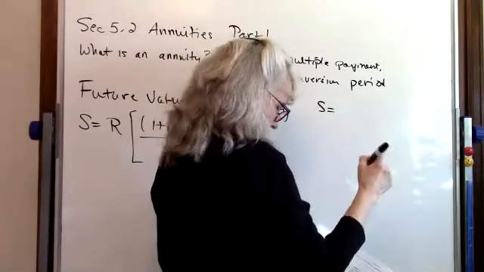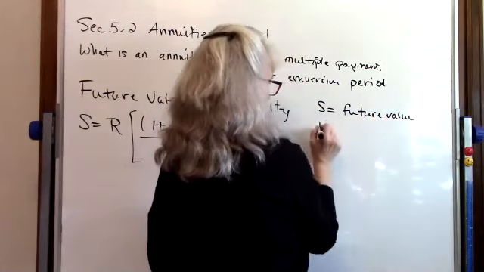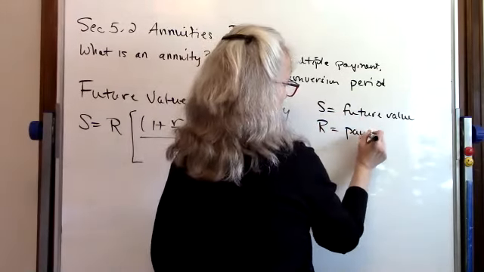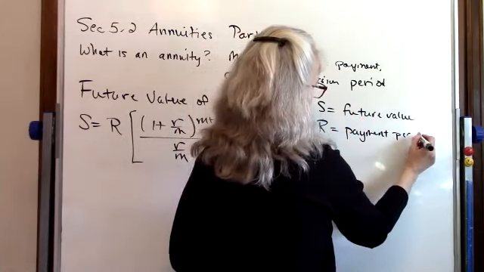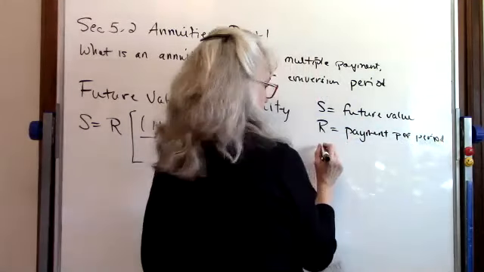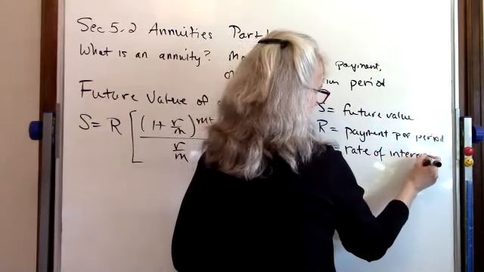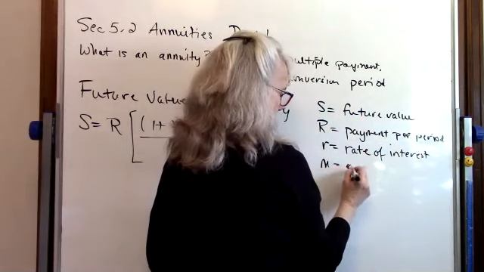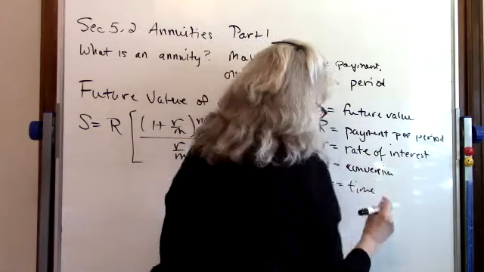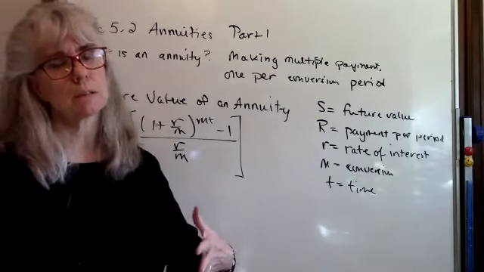So we got some new letters sitting over there. S is the amount of money that you have at the end. That's the future value. Capital R is your payment, how much you're paying each period. So this is the payment per period. Your monthly payment, your quarterly payment, your yearly payment. The rest of it's the same as before. So little r is the interest rate. M is your conversion, and T is time. So let's walk one through together somewhat slowly in order to get used to how you're supposed to type things into the calculator.